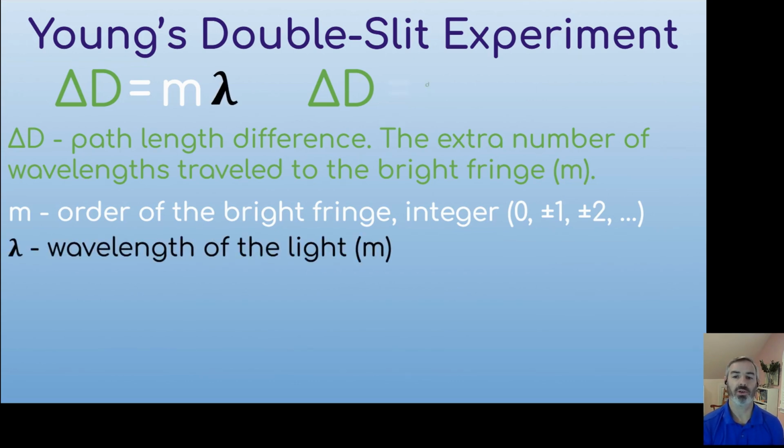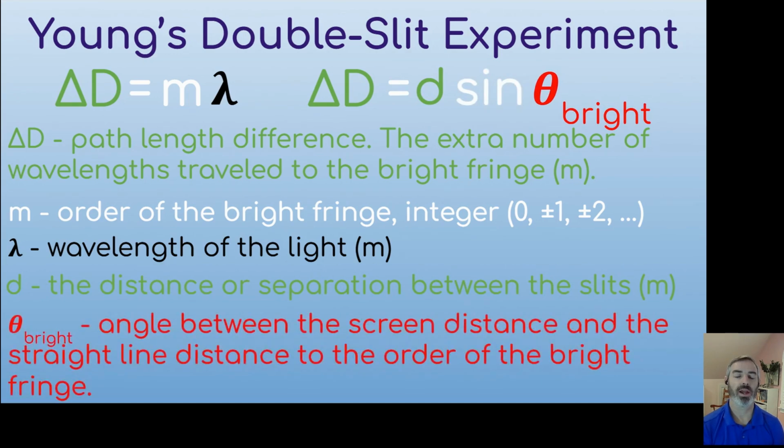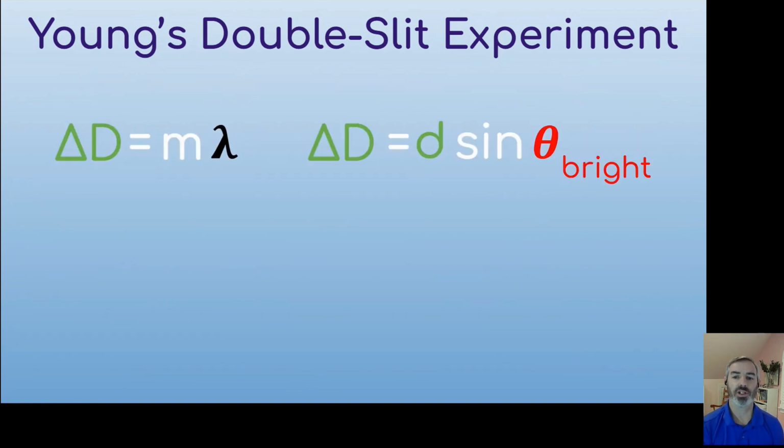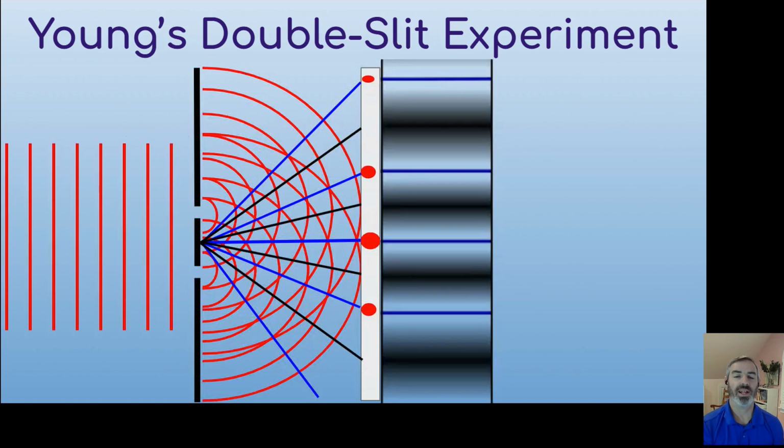Then delta D is also equal to the distance or separation of the slits measured in meters, and then we multiply by sine of theta bright, and theta bright is just the angle between the screen distance and the straight line distance to whatever order magnitude we're measuring to, the first, second, third, etc. Now, delta D equaling two of the same things means that those two are equal, so m times lambda equals d sine theta bright, and again, m is just that integer 0, plus or minus 1, plus or minus 2, etc.